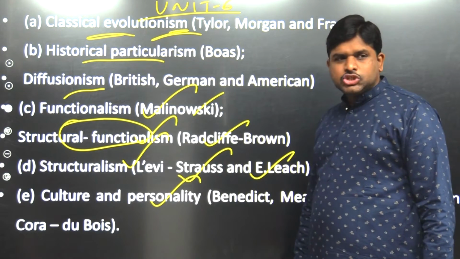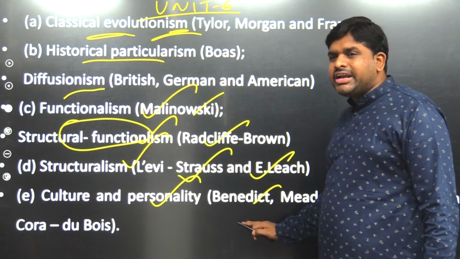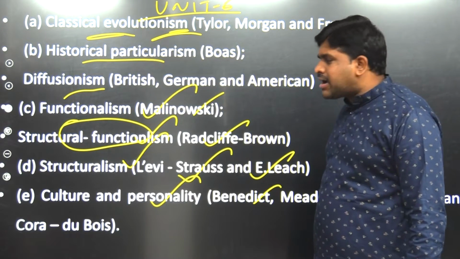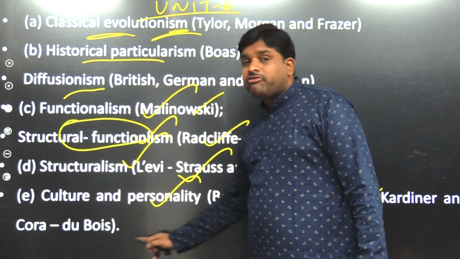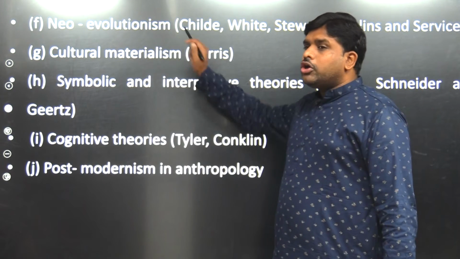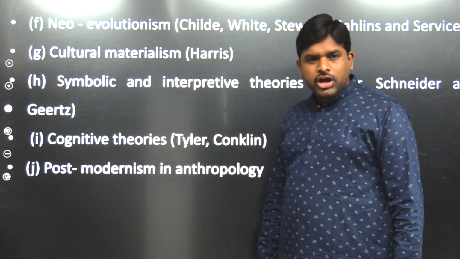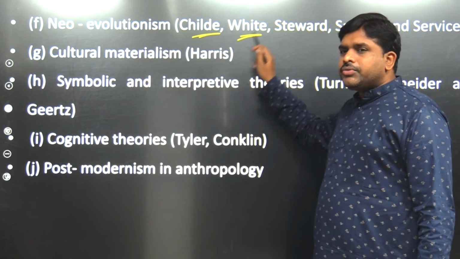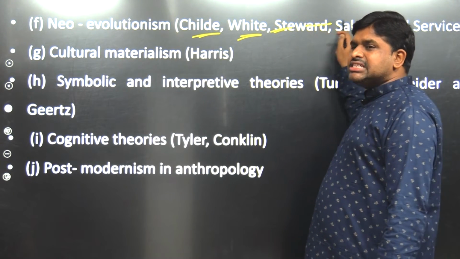Then the culture and personality school, where we have Ruth Benedict, Margaret Mead, Ralph Linton, Abram Kardiner, Cora Du Bois. 5 anthropologists are there in the culture and personality school. Next, neo-evolutionism. In neo-evolutionism, we have Gordon Childe, Leslie White, Julian Steward, Sahlins and Service.